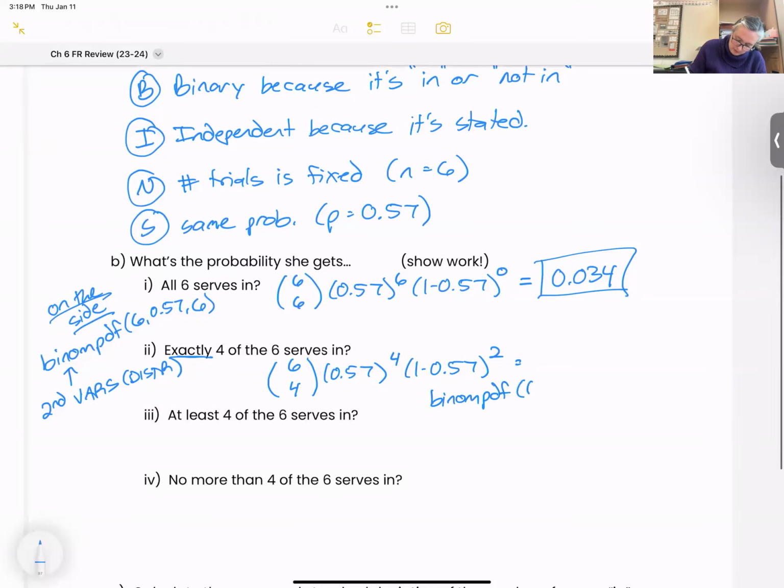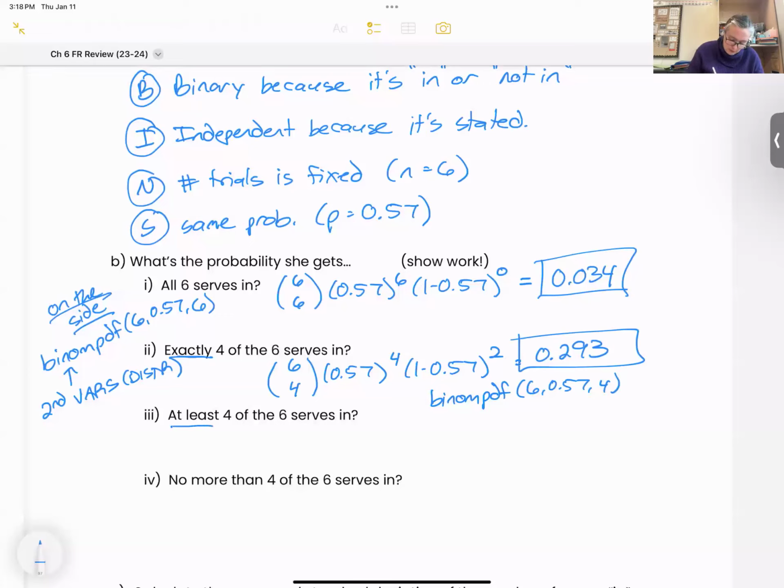Binom PDF 6, 0.57, 4. Is 0.293. She has a 29% chance of getting exactly 4 serves in.